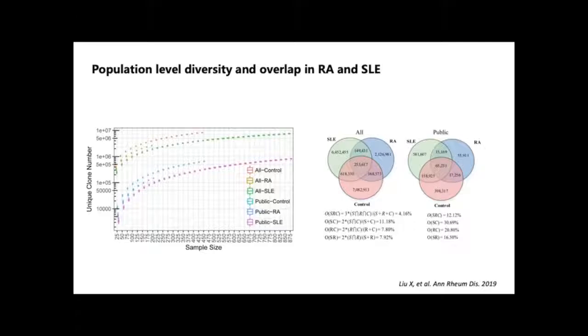And then we compare the overlap between the autoimmune diseases and the healthy controls. We can see there is significant overlap between them. When we look at the public clones, the overlap between the two different autoimmune diseases and also healthy controls is significantly higher than for the other clones, the total unique clones. So this gives us some implication that there may be a selection advantage of the public clones in autoimmune disease.